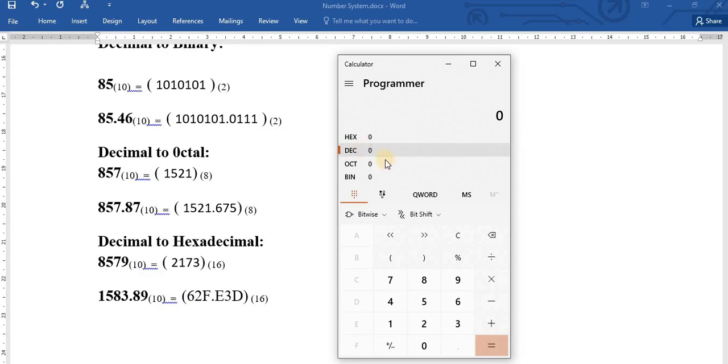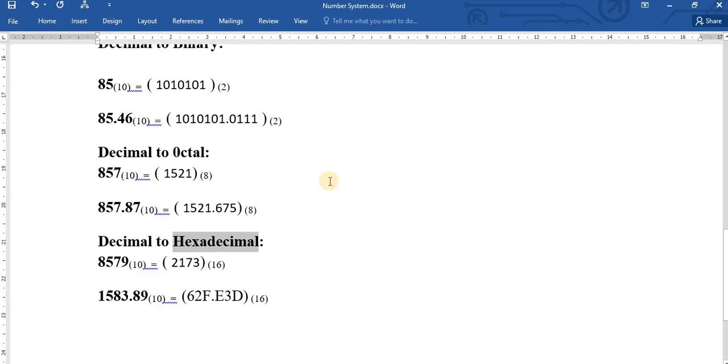For example, you have a decimal number like 10. If you want to convert it into binary, you will get 1010. The 10 is represented by A in hexadecimal. Clear? So you can verify your answer using this calculator also. I have explained the method, and you can use the calculator to check your answer.